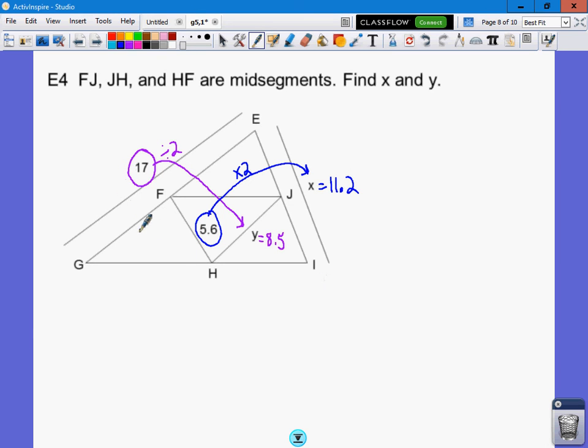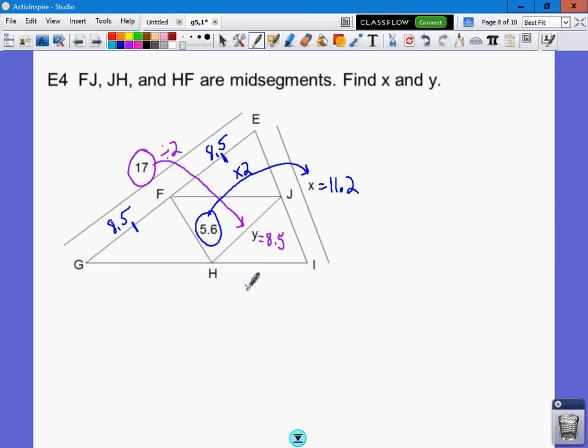In this problem, we should be able to find FG and FE as well. Why should I be able to find these? Because of the definition of mid-segment. F has to be a midpoint. So how big is FG? 8.5. And how big is FE? 8.5.